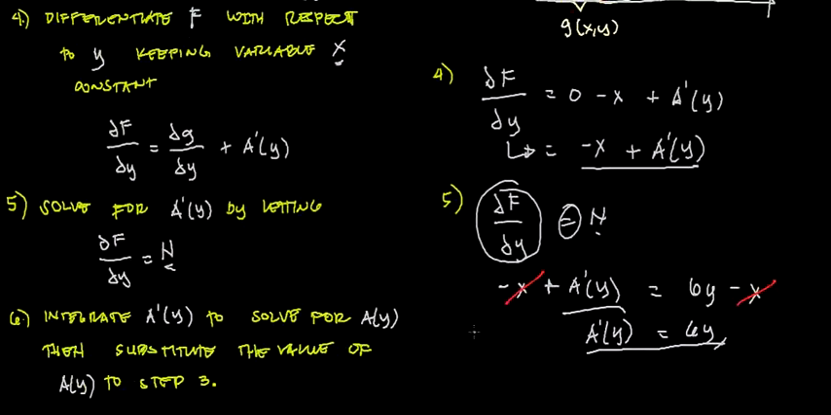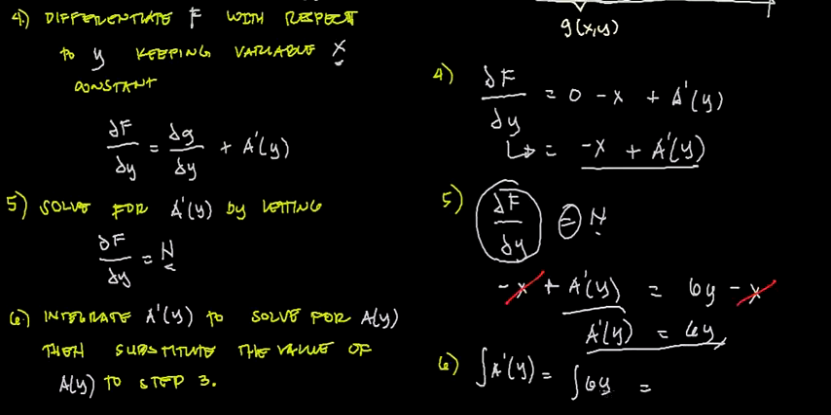Then we need to integrate the A prime of y. Number 6, we need to integrate A prime of y to solve for the A(y), and then substitute the value of A(y) to step 3. So we need to integrate this. A prime of y is equal to 6y. So we need the integral of 6y.